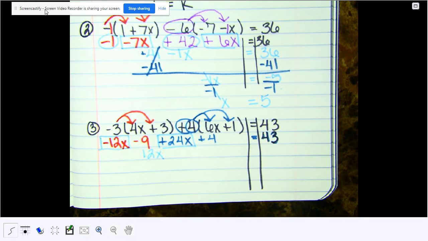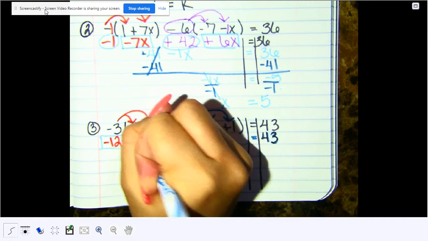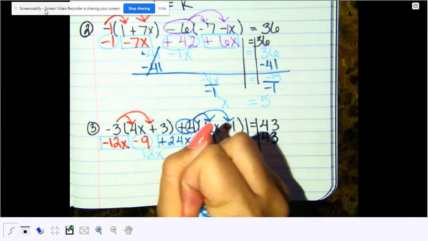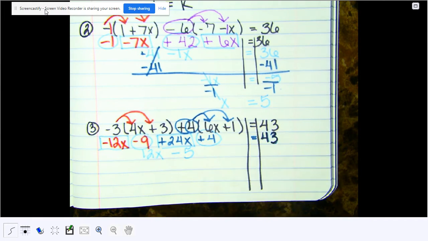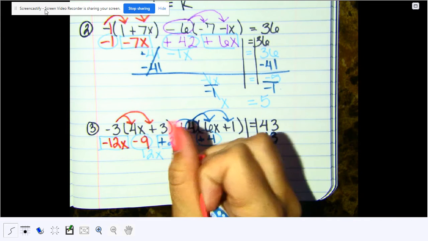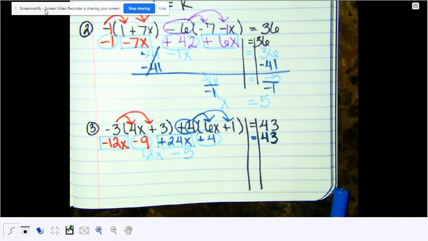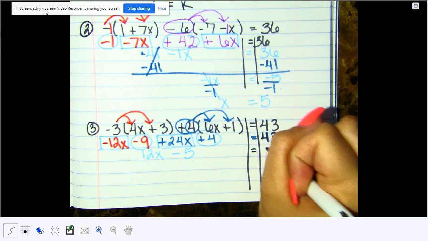So we have 12x there, and then the next one is -9 plus 4. And we'll use a circle for those. -9 plus 4 is left with a -5. So I'm going to represent that with a subtract 5. You could also do plus a negative if you wanted to. And that is equal to 43.